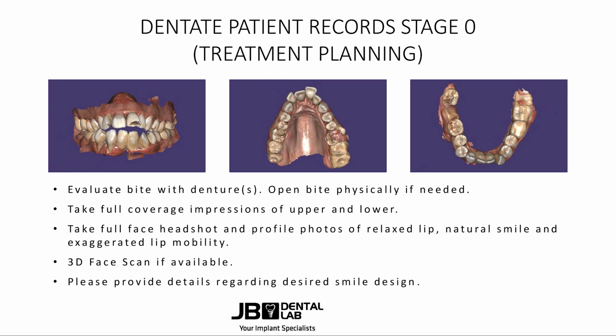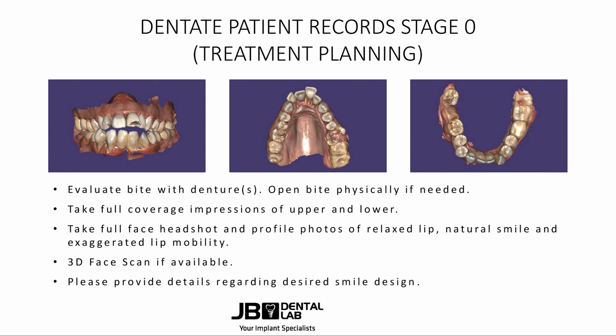Now we'll talk about dentate patient records during the treatment planning phase. Just like with dentures, we're going to evaluate the patient's bite and open it if necessary. Some of the methods to do this would be by building composite on the posterior teeth, using putty or leaf gauges, or a bite rim if necessary.